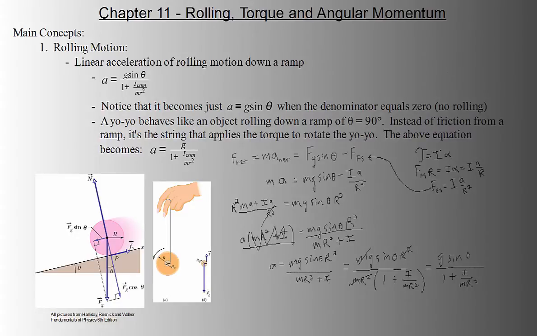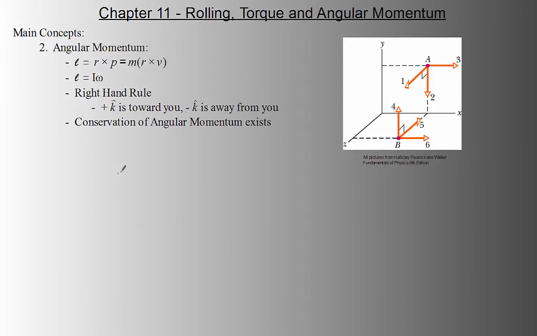Let me try to finish this up in this video. I don't know if it's going to happen. The next topic is angular momentum. Again, it's the rotational equivalent of linear momentum, but we have a little extra piece, and it's a cross product.